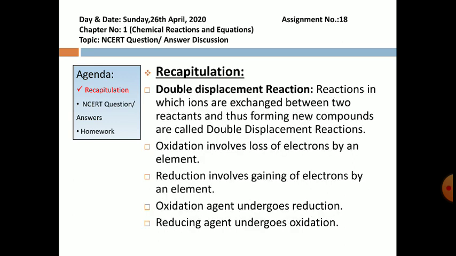Double displacement reaction: reactions in which ions are exchanged between two reactants, thus forming new compounds. Oxidation involves loss of electrons by an element. Reduction involves gaining of electrons by an element. An oxidising agent undergoes reduction; a reducing agent undergoes oxidation. Where oxidation and reduction both take place, the reaction is known as a redox reaction. Generally, they both take place together.